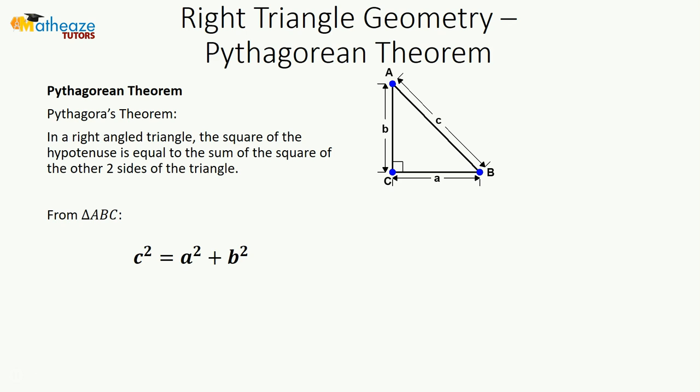The Pythagorean theorem states that in a right angled triangle, the square of the hypotenuse is equal to the sum of the square of the other two sides of the triangle. So look at this. We have side A, side B, and side C. From this triangle here, Pythagorean theorem tells us that C squared is going to be the sum of A squared and B squared.